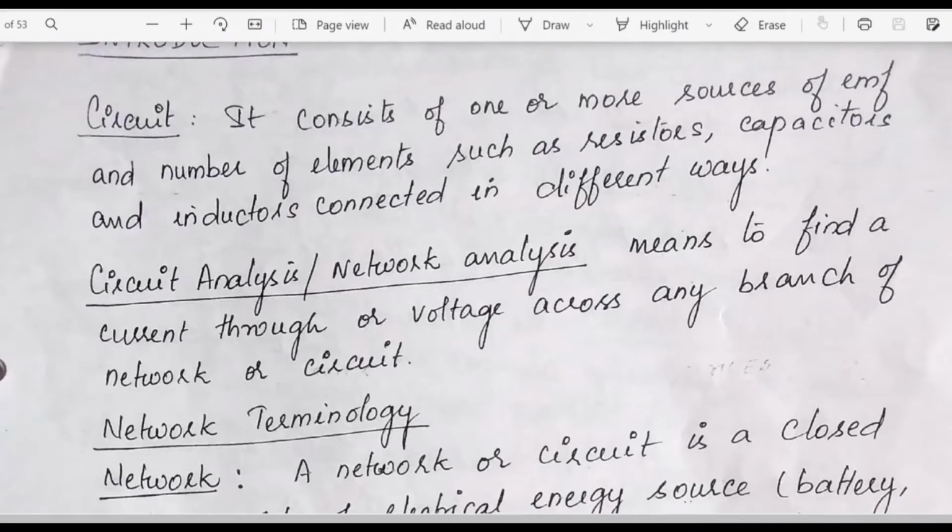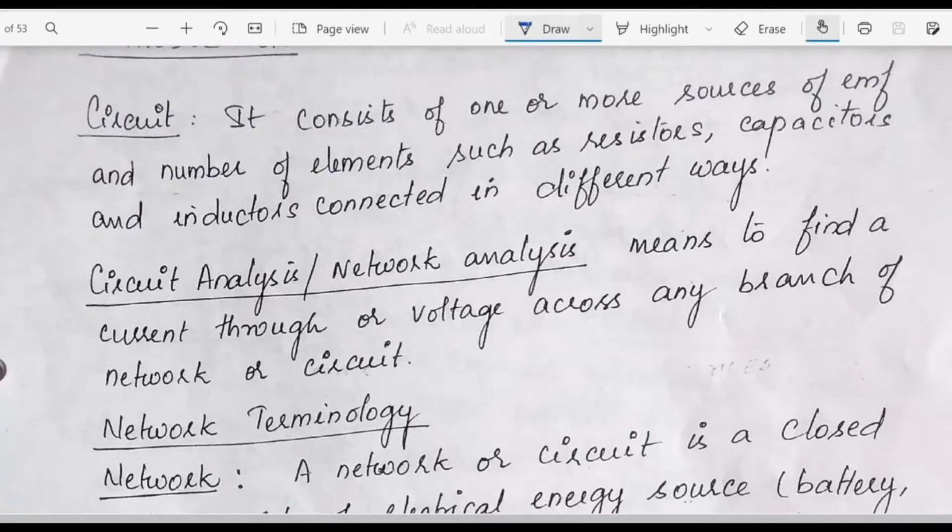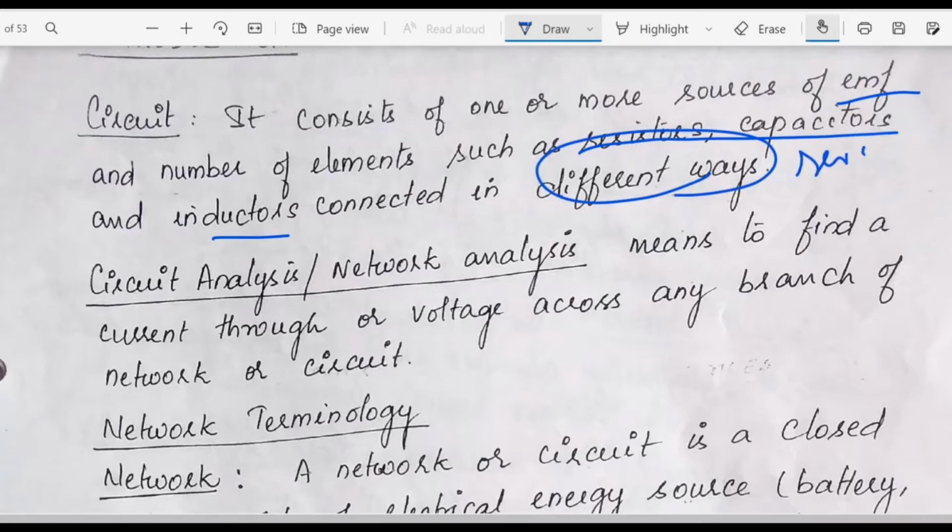Circuit. So what do you mean by circuit? Circuit means we have one or more sources. Sources means EMF source, and a number of elements such as resistors, capacitors and inductors connected in a different way. This different way means either a series connection or a parallel connection.